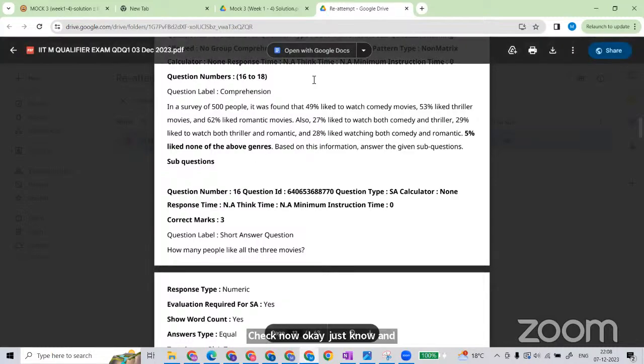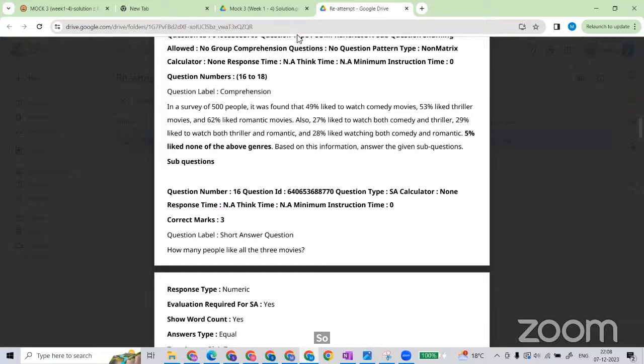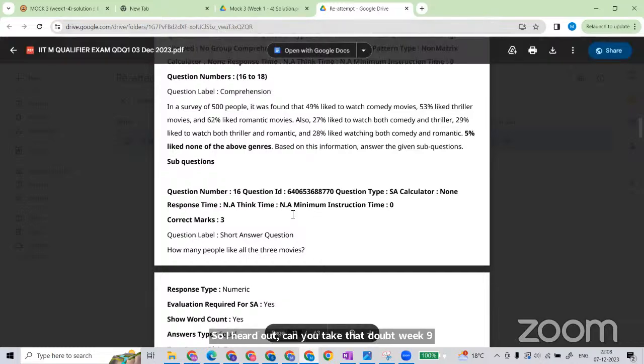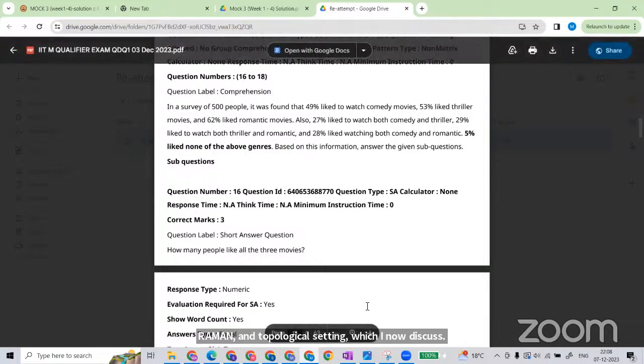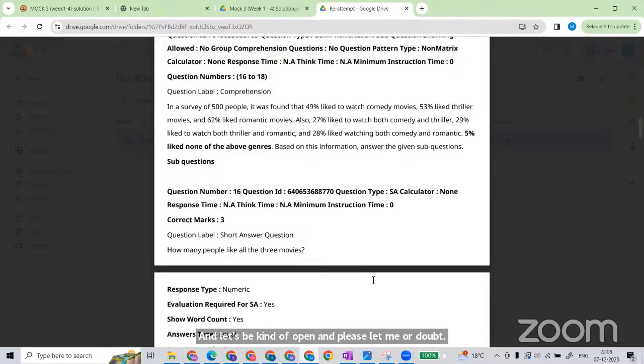So I have a doubt. Can you take that doubt, week 9? Yes. Now let's move to our topic. This is all about week 10, the DAG and topological sorting, which I will now discuss. Let's be open, please tell me your doubt. We'll discuss that doubt, and I have just noted these 3 questions also. Don't worry, we'll discuss. I will discuss with the team and send an announcement regarding this, surely.